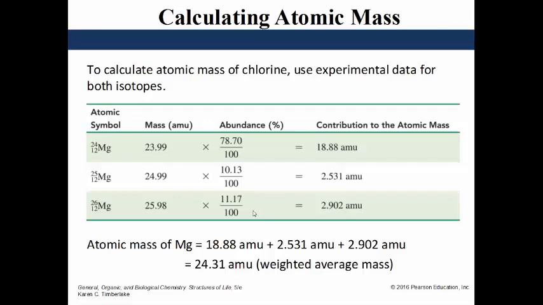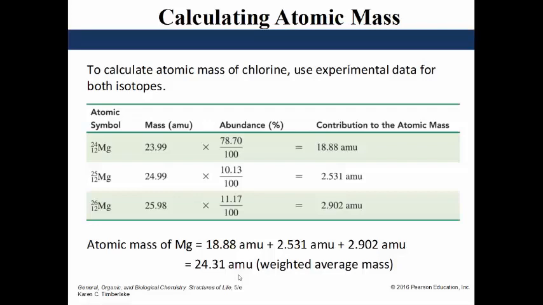And this last version here for magnesium 26, which occurs just over 11% of the time, 11.17. Convert that into a decimal. That value times 25.98, its mass, gives you 2.902. Adding up all of these three together, 18.88 plus 2.531 plus 2.902 gives you the atomic mass unit for magnesium, which would be 24.31, which is the value that you will see on the periodic table under magnesium.